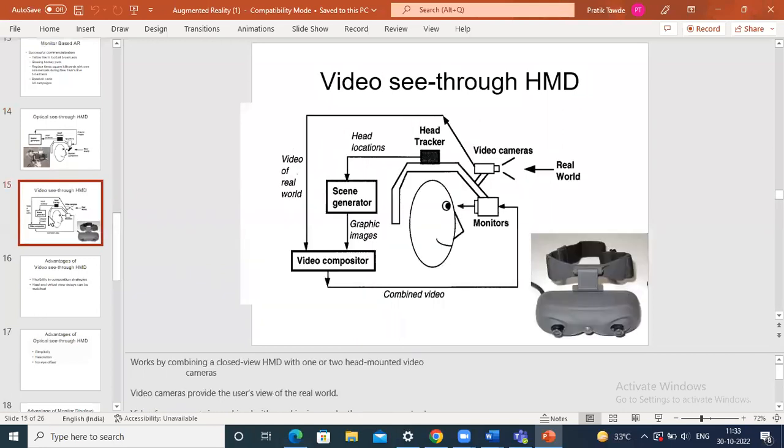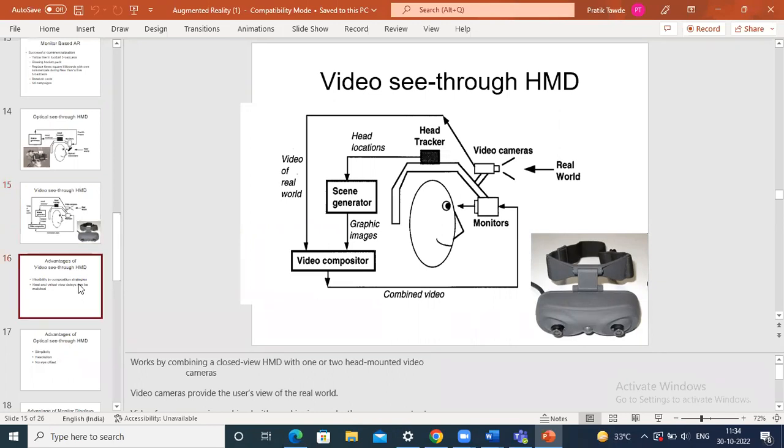Then there is another setup, that is a video see-through HMD. For this, you will require a video compositor, scene generator, head tracker, video camera, and monitor. And this is exactly how the instrument, the video see-through HMD setup or apparatus, which is required, looks like.